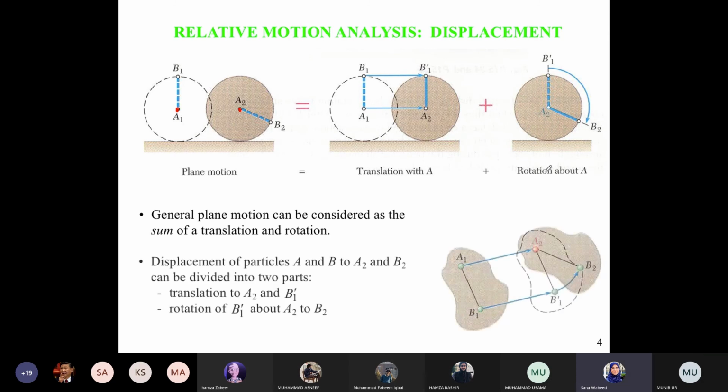ठीक है? Similarly, for an arbitrarily shaped rigid body, the same thing. First, we translate everything by the same amount as the base point, ये base point है, and then we rotate about the base point, as we've done like so, to get the rest of the rigid body to its final position.